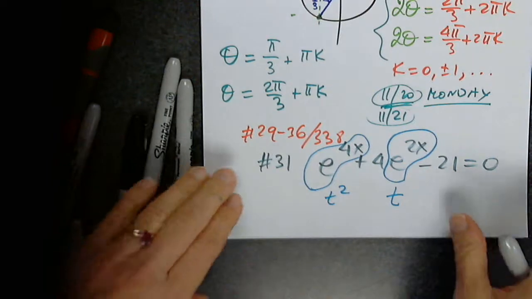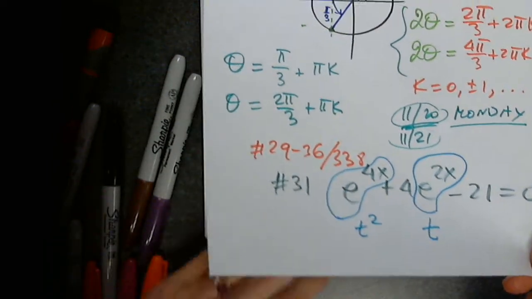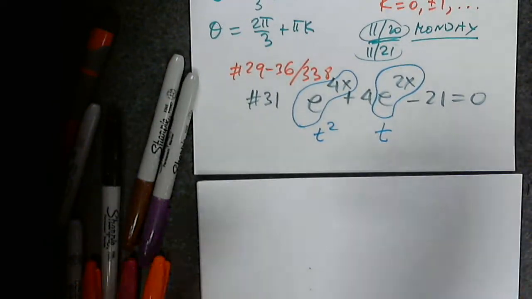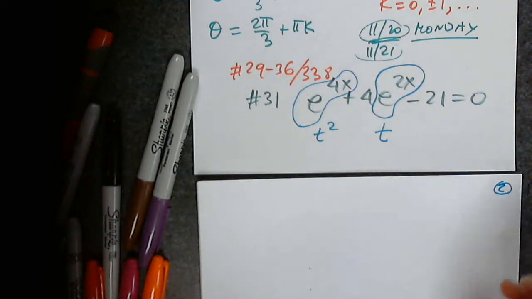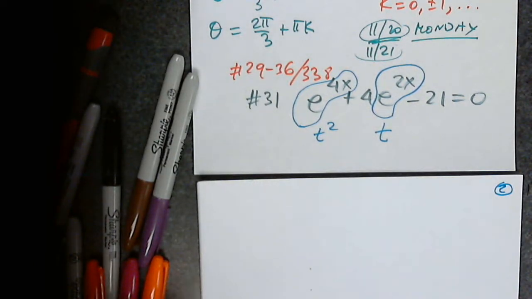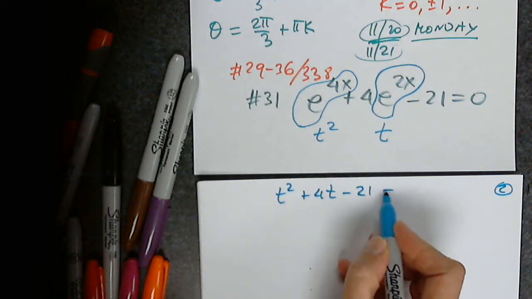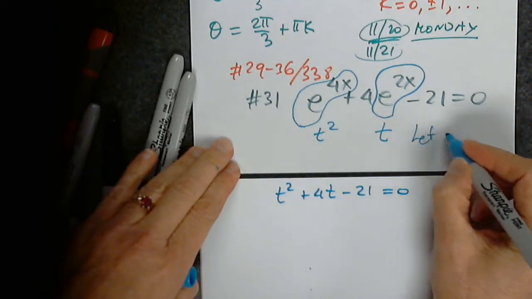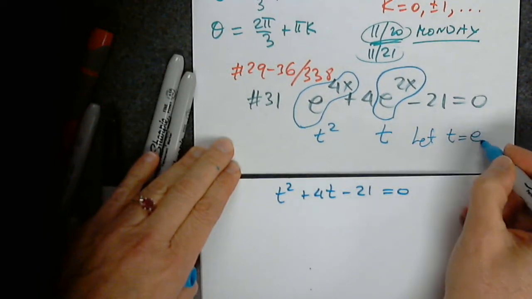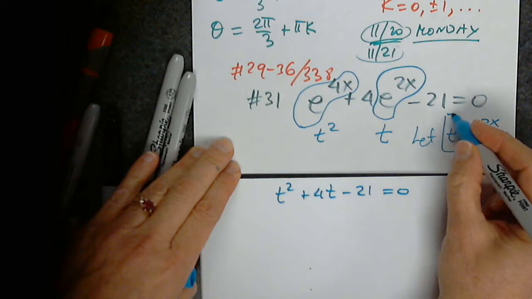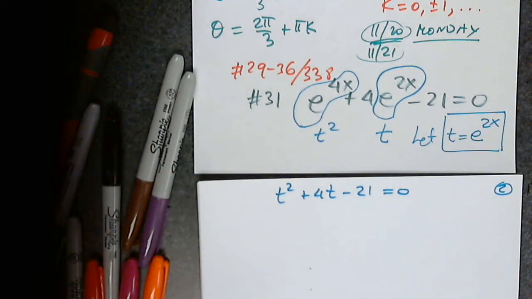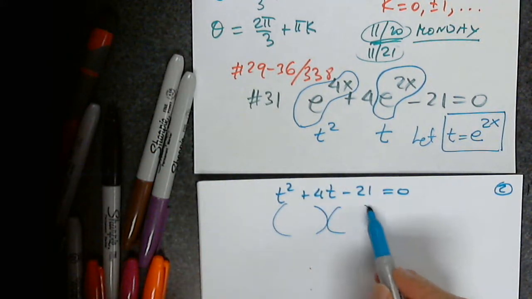Good. Why? Because it's easier to factor. Did everyone hear? Quadratic in form. Perfect. t squared plus 4t minus 21 equals 0. So actually we said let t represent e to 2x. Now this I know how to factor.